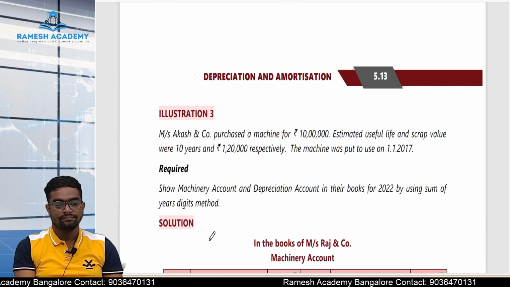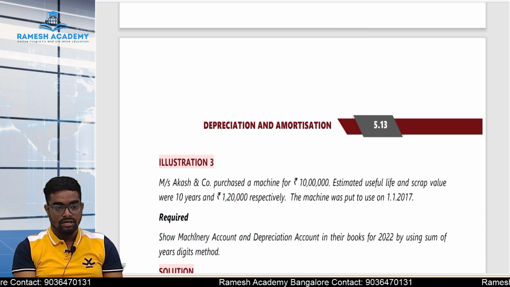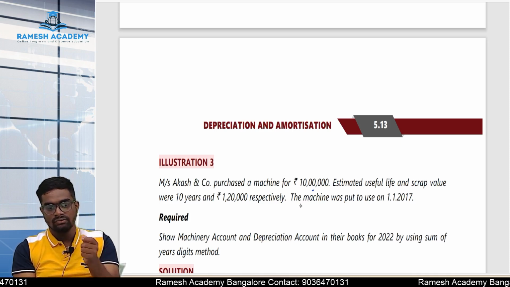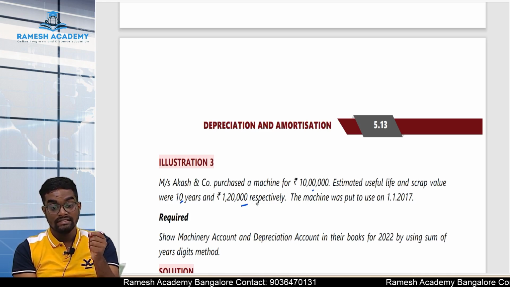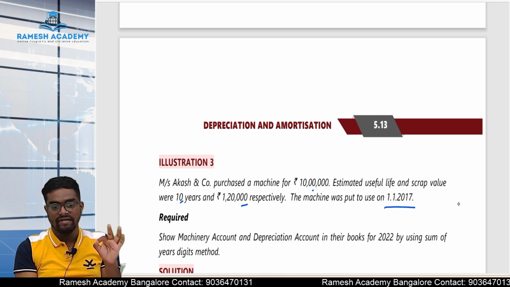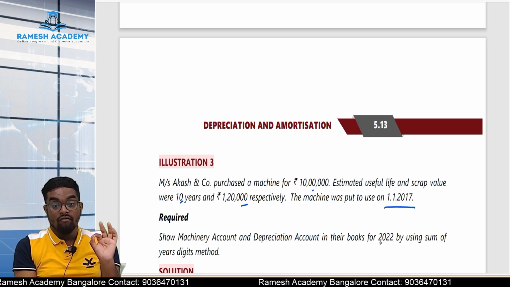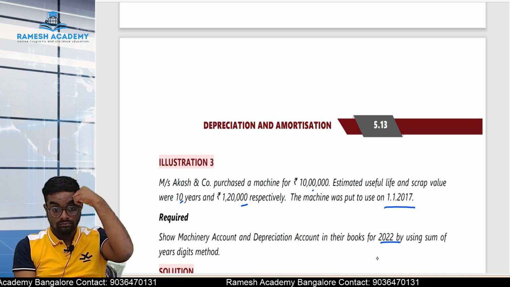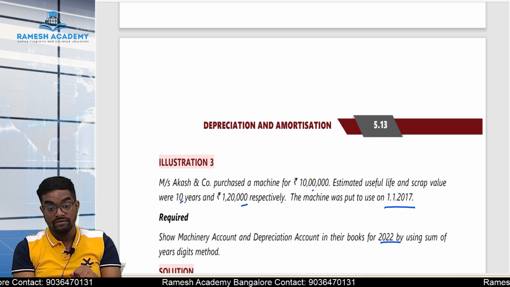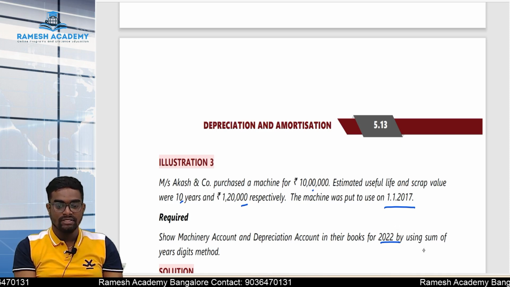Okay, so we have a problem based on it. Shall we start? Yes sir. Messrs Akash and Co purchased a machinery for 10 lakh. Estimated useful life and scrap value are 10 years and 1,20,000. So we have all the three. The machine was put to use on 1/1/17. Show machinery account and depreciation account in the books for 2022. 22, which means 17, 18, 19, 20, 21, 5 years closed. Then we have to prepare machinery account based on sum of digits method.